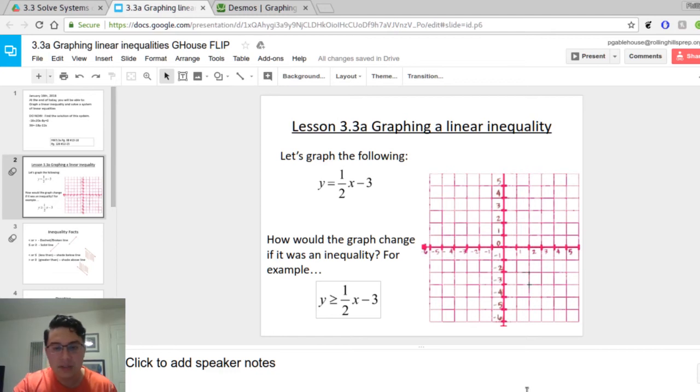Okay, so that is the graph of an inequality. Your first step is to graph the line using whatever method you want, whether you start with the y-intercept and then use the staircase method, or plot a couple points and then draw a line through them. The next part is looking at the inequality and determining if you're shading above the line or below the line. Now we have some rules that go along with this that I want to point out to you.